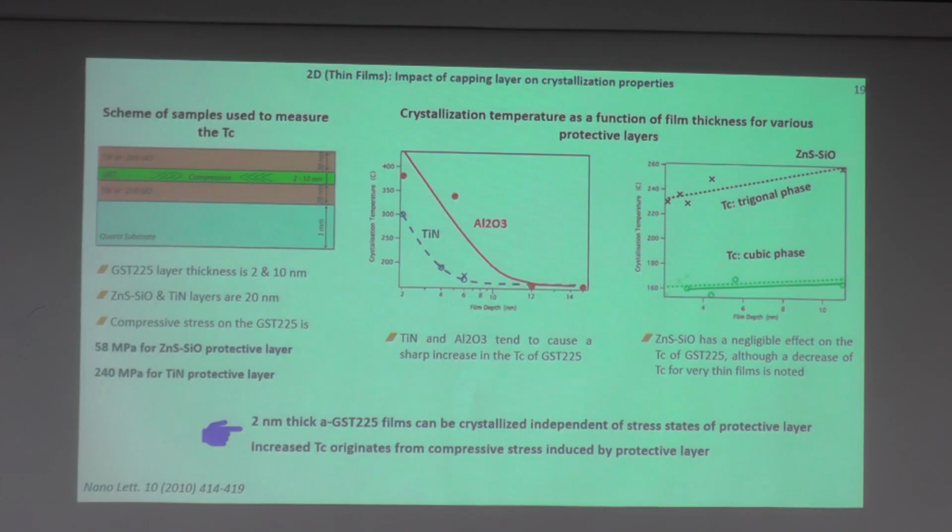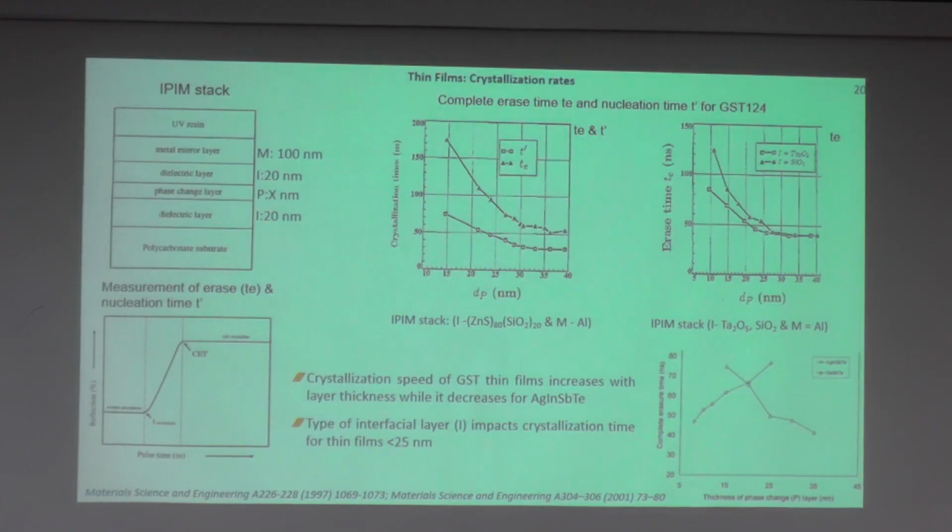And they also found and discussed that the increase of TC originates from the compressive stress induced by the protective layer. So they claim that it's not only the effect of the size that increases the crystallization temperature, but the protective layer might also impact the crystallization temperature.